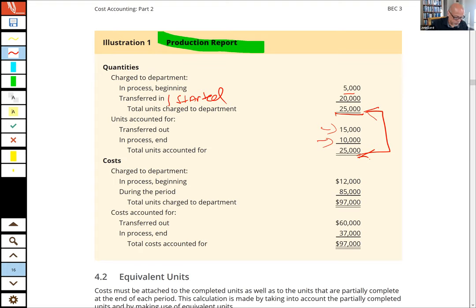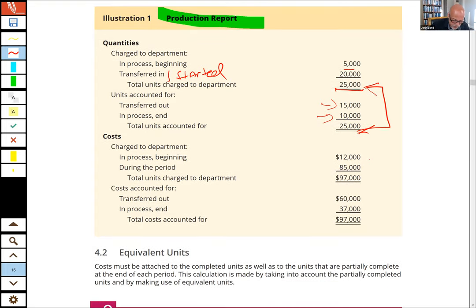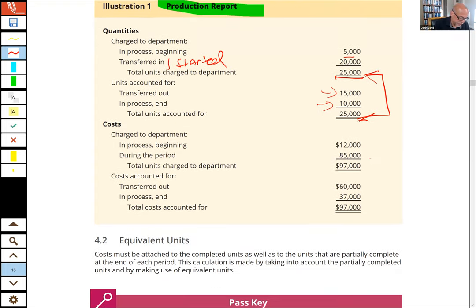I've been seeing a lot of questions dealing with this, but I don't want you to be caught dead if they refer to a production report, but it's simply a reconciliation for units, a reconciliation for costs. And I'm not going to go through the cost part because it's the same logic. Okay, good. Now, equivalent units.